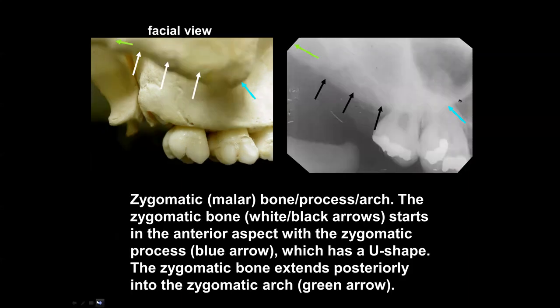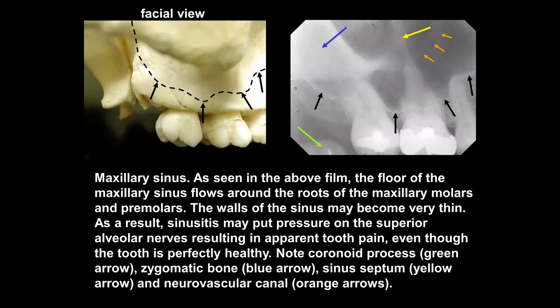Again, the zygomatic bone. Here we can clearly identify the zygomatic bone in the radiograph. Coming to the maxillary sinus in detail, we can see the floor of the maxillary sinus indicated by the black arrows. The yellow arrow indicates the sinus septum, and the blue arrow indicates the zygomatic process or the malar process, and just distal to the maxillary molar, you will have the maxillary tuberosity.